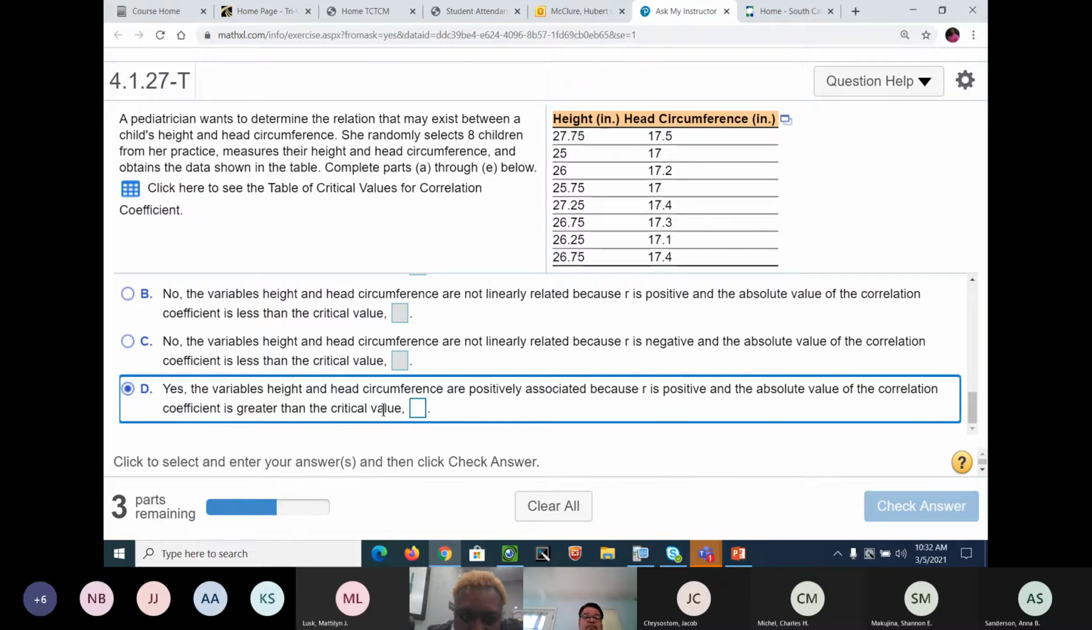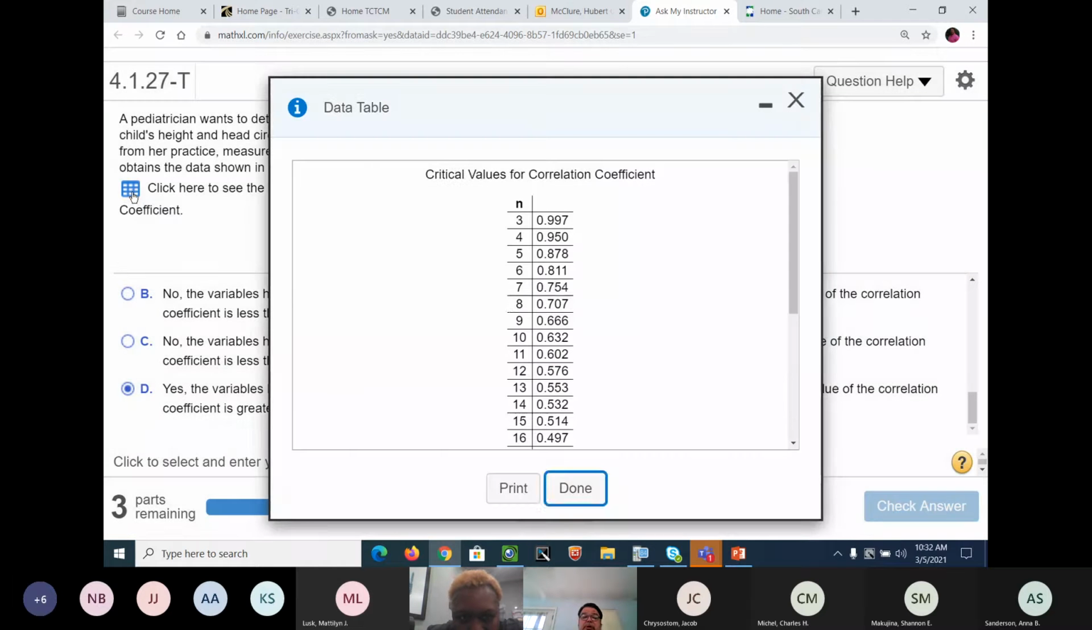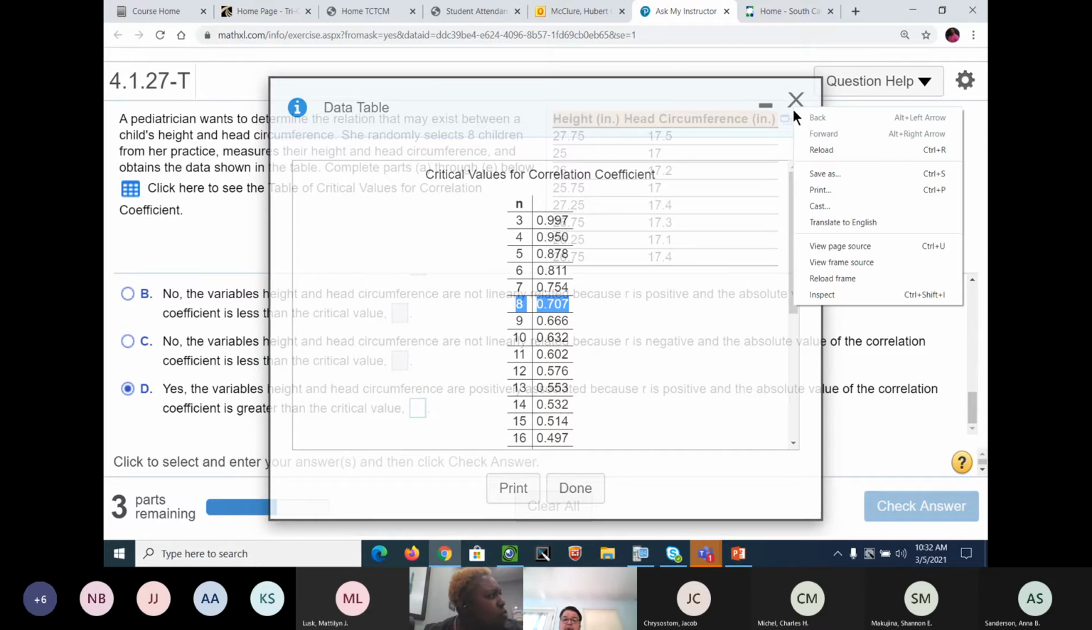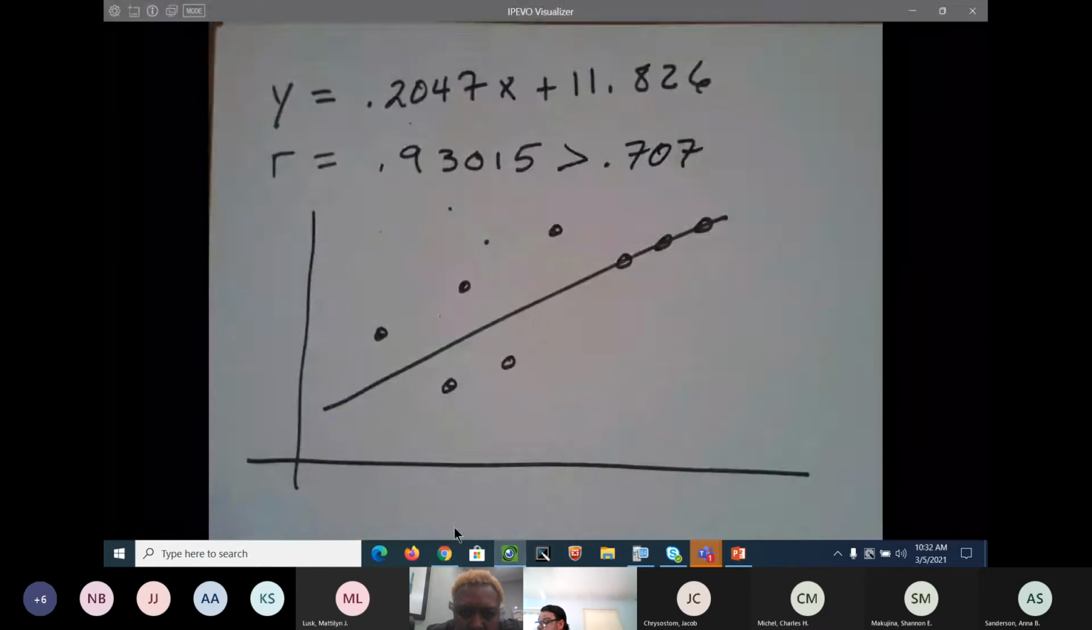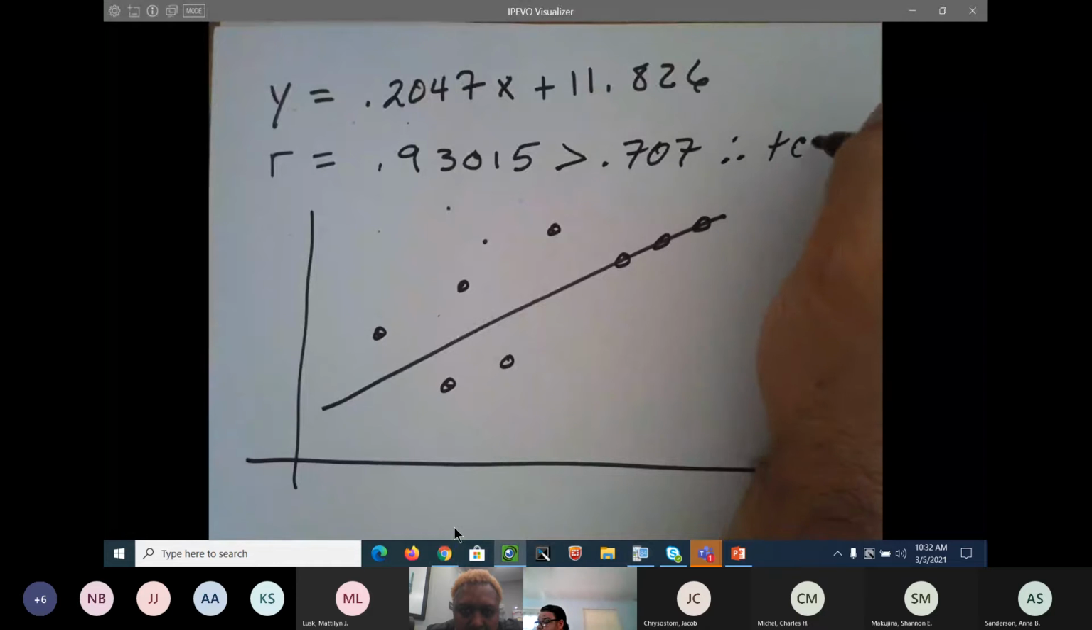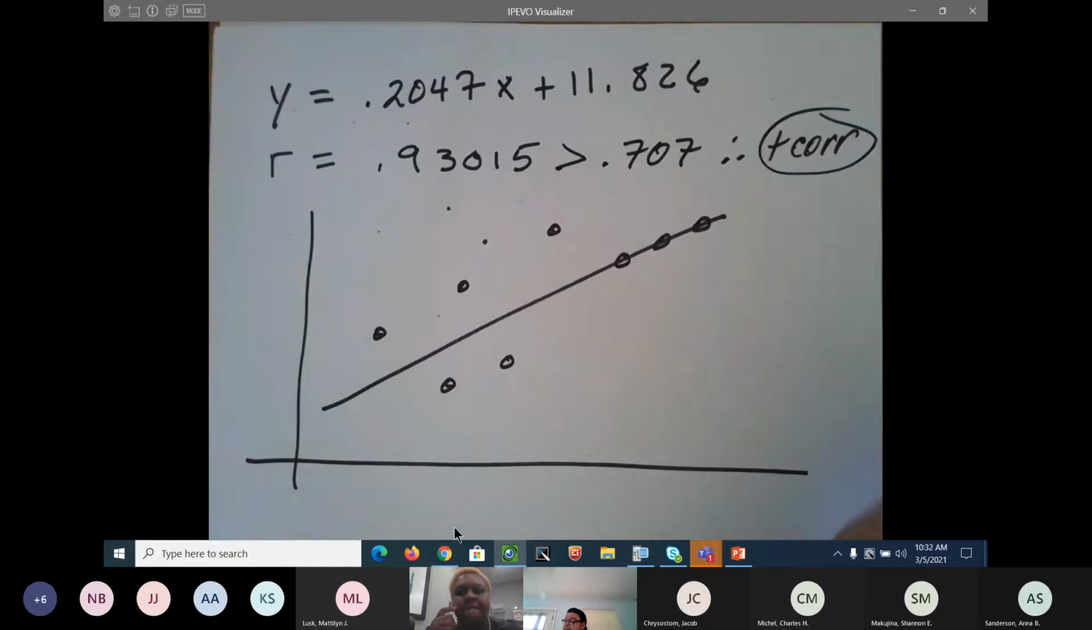And you have to write in the critical value. How many points do we have? 1, 2, 3, 4, 5, 6, 7, 8. So let's go find our critical value. 8 is 0.707. And ours is greater than 0.707. Therefore, we have a positive correlation.